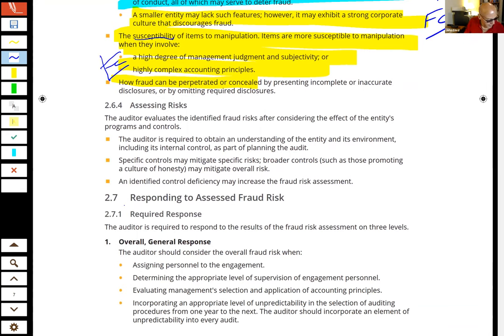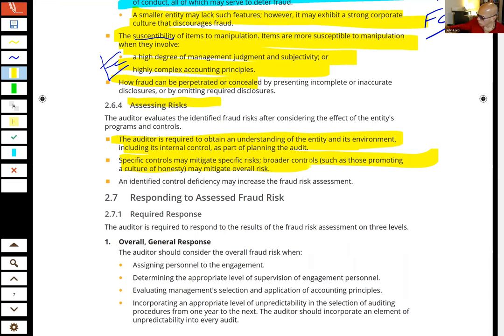Now you come over and you take a look at assessing the risk. The auditor is required to obtain an understanding of the entity and its environment, including its internal control. We've been saying that all night now. And then we are to look at what specific controls may mitigate specific risks, and how those controls will address the risk. We're looking for controls that are going to specifically address the risk that we have seen associated with the potential for fraud. So again, we're doing the same thing. We're assessing the risk of material misstatement, looking at it by assertions, and looking for controls that would mitigate, and then seeing that those controls do mitigate. But now we're doing it specifically for the potential that there could be material misstatement related to fraud.